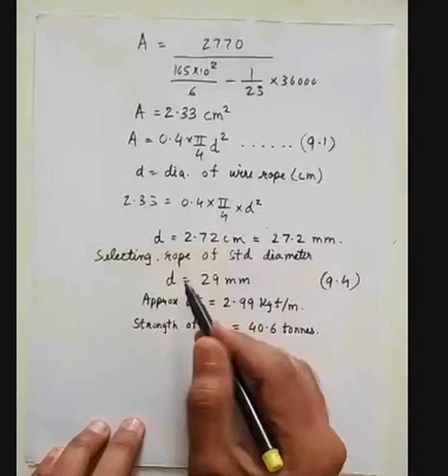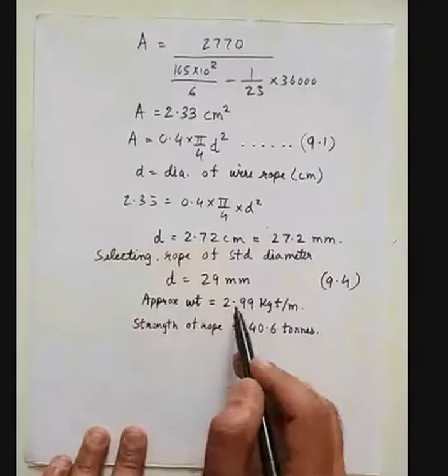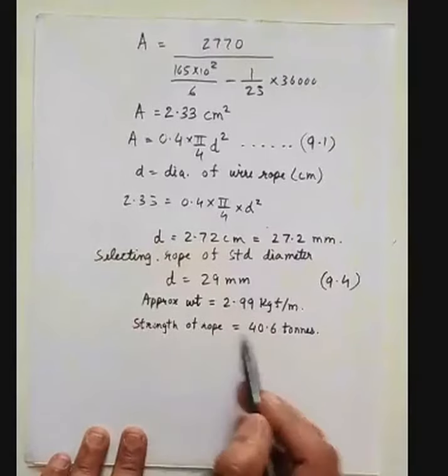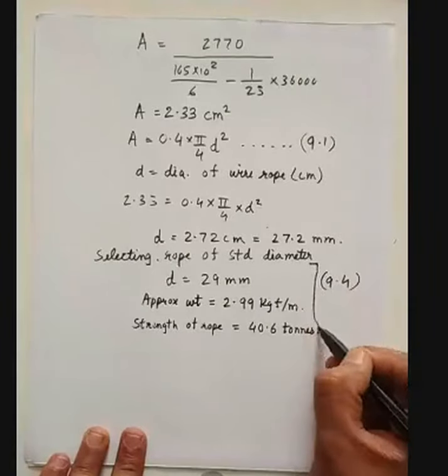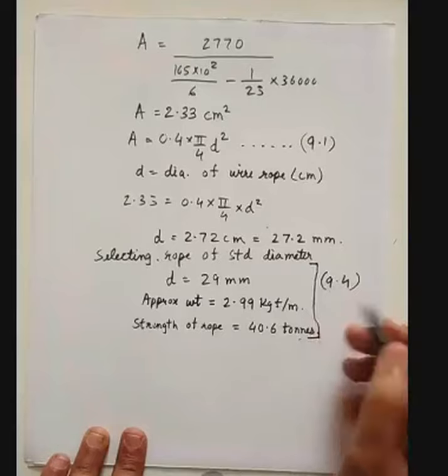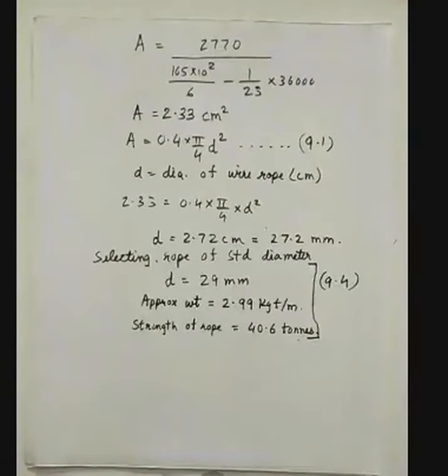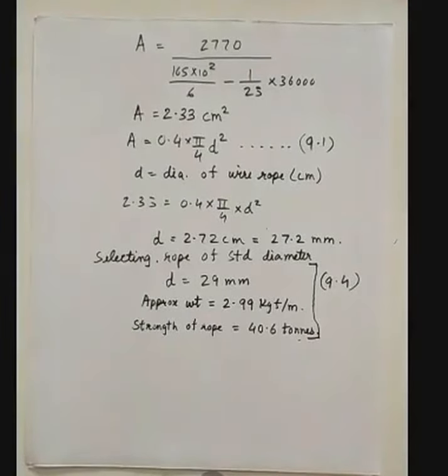So this is it. My diameter is 29 mm. My approximate weight is 2.99 kgf per meter. My strength of rope is 40.6 tons. So this we have all taken from PSG 9.4, right? The strength of rope is to be taken for that value of ultimate tensile strength which we have already selected. We have selected 165, therefore we have taken from the third column. If we would have taken it as 175, 185, then we would have taken it from the fourth column. So this is all about the selection.